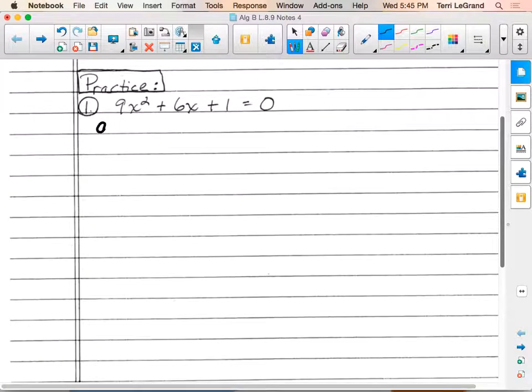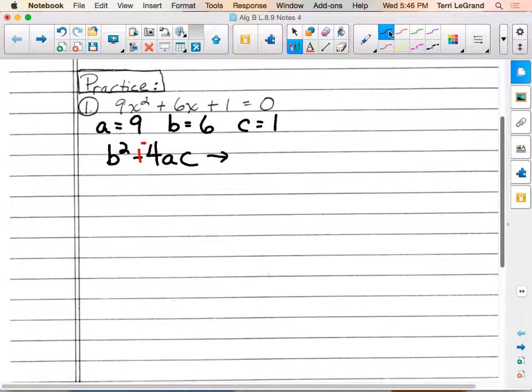That's right, it is. So A equals 9, B equals 6, C equals 1. Stop, because here's where things are going to change up a little bit. I want us to find the discriminant right now, because we're going to use it to find out how many solutions there will be. Remember, the majority of us are using that as a plus a negative 4AC.